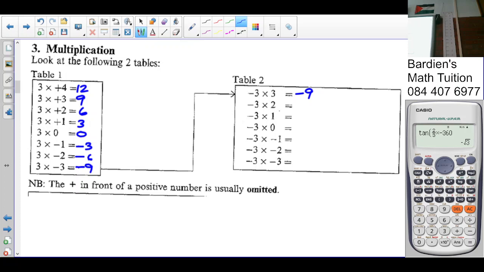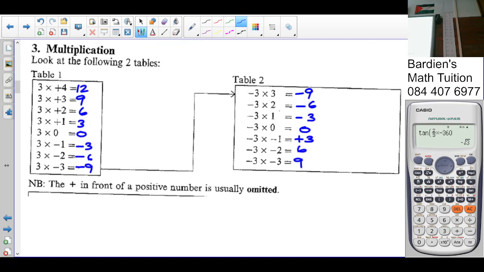Negative 9. Negative 3 times 2? Negative 6. Negative 3 times 1? Negative 3. Negative 3 times 0? 0. Negative 3 times negative 1? Positive 3. Negative 3 times negative 2? 6. Negative 3 times negative 3?